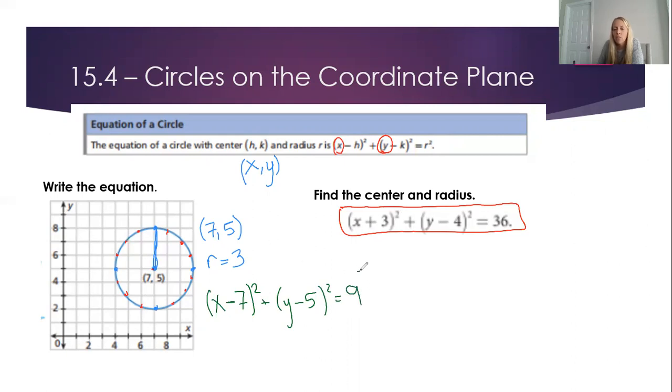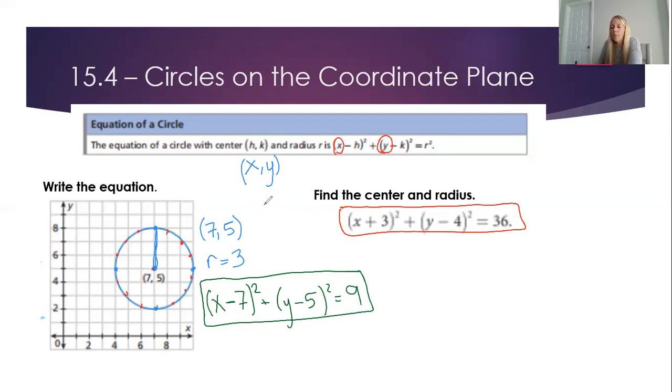Now, if you can imagine for a second, look at this equation. Do you see that if we undo squaring, we take the square root of 9, isn't that 3? That's what our radius is. If we take the opposite of this value, 7, that's the x coordinate of our center. The opposite of this is 5. That's the y coordinate of our center.